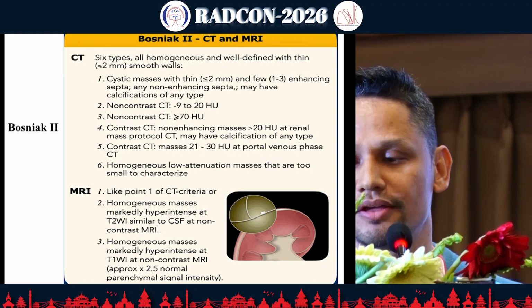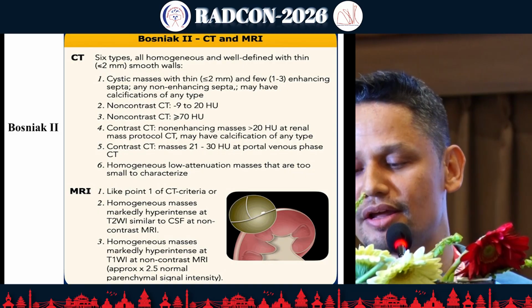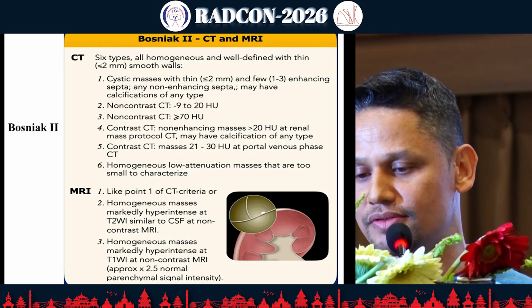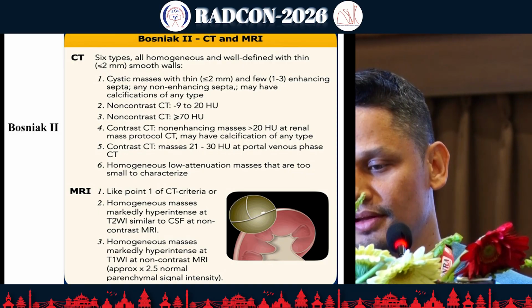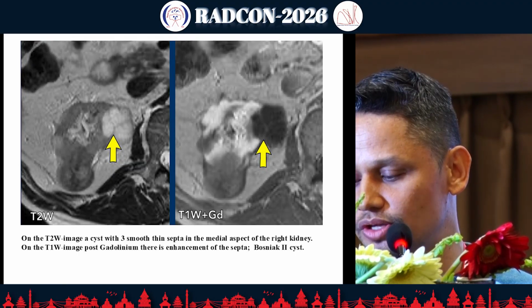Whereas in MRI, regarding septa it is similar to CT scan, whereas in homogeneous masses that are mildly hyperintense at T2, similar to CSF intensity at non-contrast MRI images. So here you can see three septa, thin septa, so this is class 2.